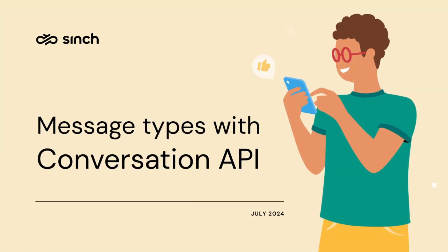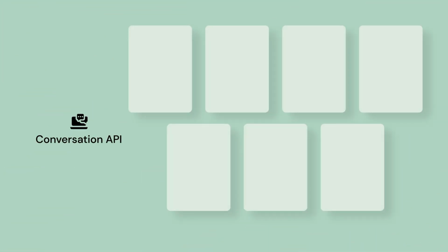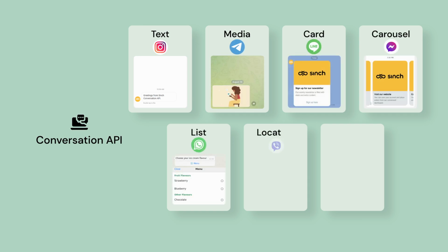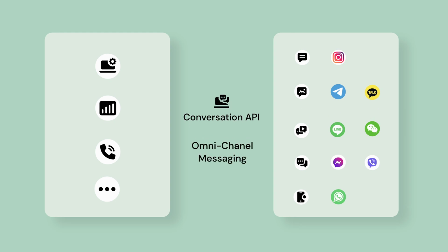We will in this video briefly go over the different messaging types and what it looks like on RCS. Conversation API supports text, media, card, carousel, list, location, and choice messages on all the 13 Sinch-supported channels. And you can use the same message format to send the same message to all the channels. This is why we call it Omnichannel Messaging.